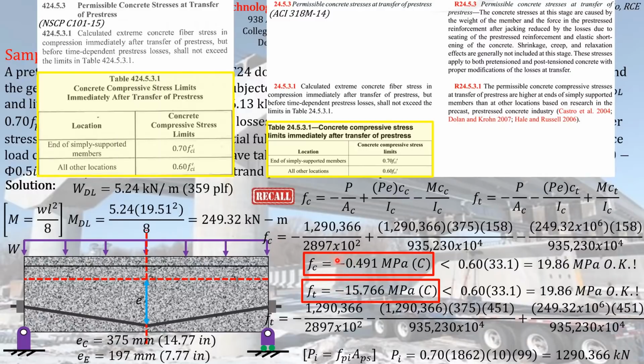So again, the negative sign there just indicates that the stress is actually a compressive stress. But if you will compare it to the actual magnitude of the maximum permissible stress specified by the code, you can just use the magnitude only. You don't need to include the sign, because again the sign just indicates whether it is compressive stress or tensile stress.